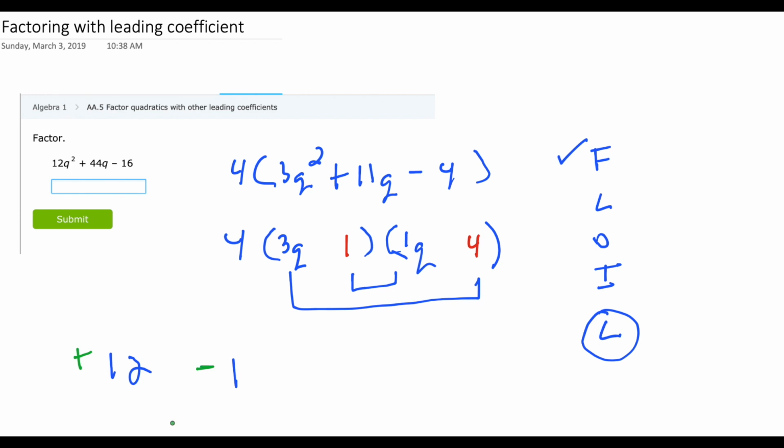And which one gave us the 12, the outside or the inside? The outside. So the outside gets the positive, the inside gets the negative. And then do your last again right here. Just make sure all the signs are straight. Negative 1 times 4 is negative 4. Is that good? Then we're done.